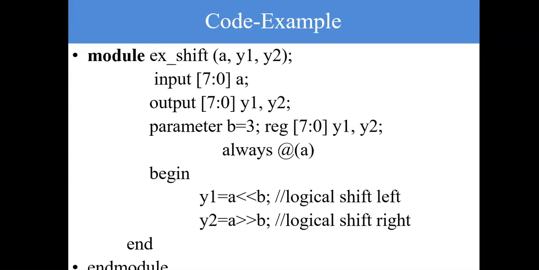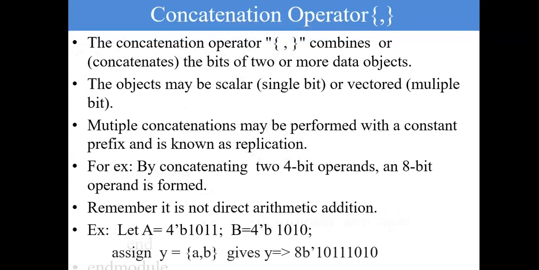So this is a simple example with a Verilog code. I have chosen A as the input, Y1, Y2 are the outputs. So I have shifted A, logical shift. When I say logical shift, if I don't mention anything here, that means it will shift only by once. Similarly, right shift as well as left shift I have taken.